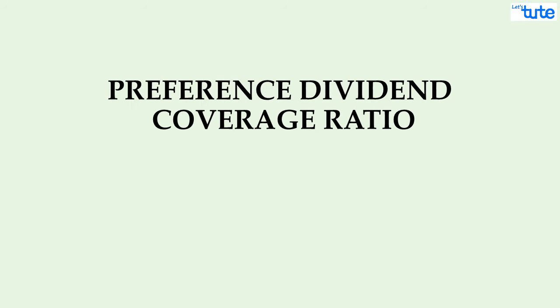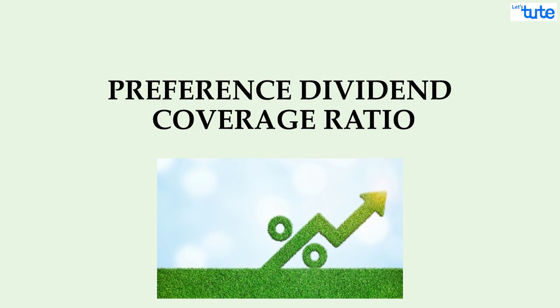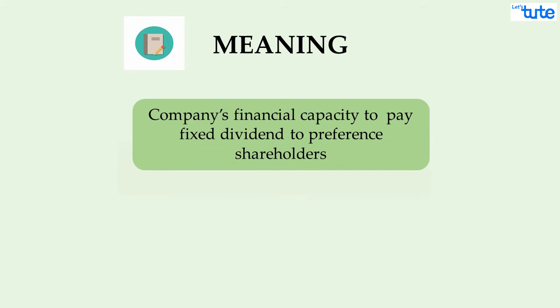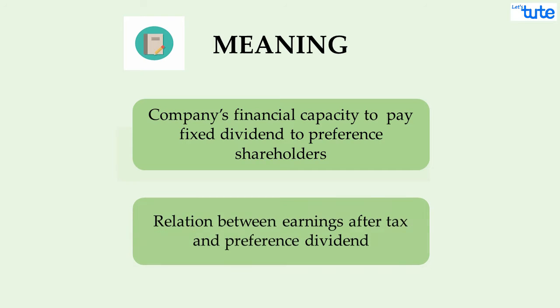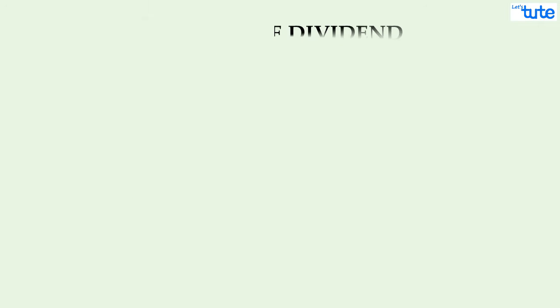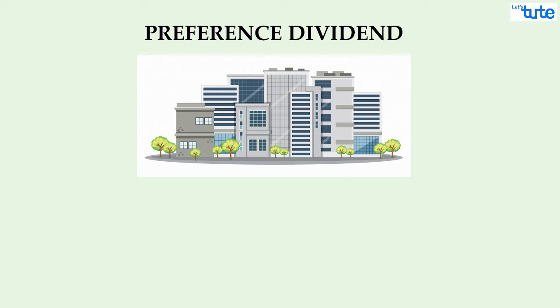So let's start with the first ratio for today's session, that is preference dividend coverage ratio. This ratio deals with the financial capability of the company to make fixed dividend payments to its preference shareholders. This ratio establishes a relationship between earnings after tax and preference dividend. For this, we first need to understand the concept of preference dividend.